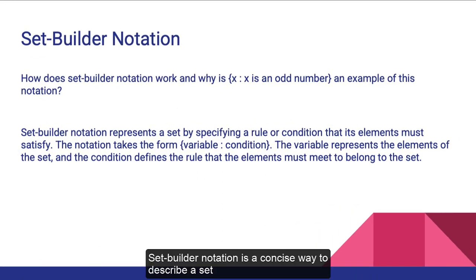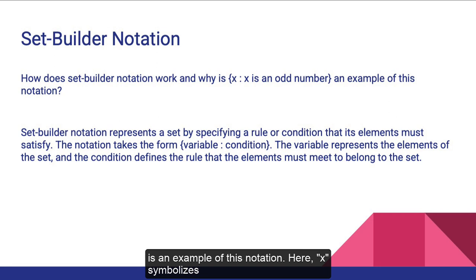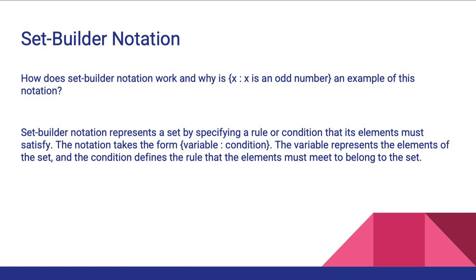Set builder notation is a concise way to describe a set based on a specific rule or criteria its members follow. It's structured as variable : condition, where the variable stands for set members and the condition states the rule they adhere to. For instance, {x : x is an odd number} is an example of this notation. Here, x symbolizes the numbers in the set, and the condition clearly states that these numbers must be odd. This notation provides a compact and clear representation of sets based on specific criteria.